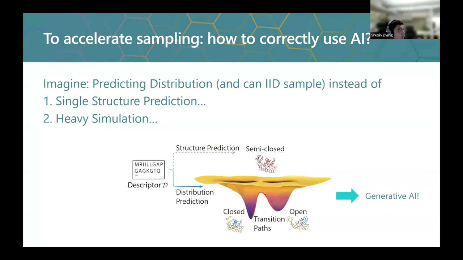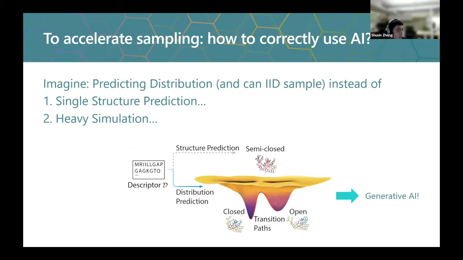So what can we do with this model after we have it? Actually, we can directly predict the distribution. For the original two branches of work, the first one is structure prediction, which can only get a point of the distribution. And the second one is heavy simulation, which is very heavy and costly. But now we have generative AI technology. We can quickly get the complete distribution information directly.